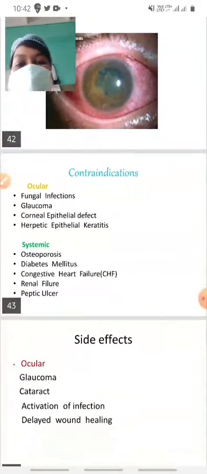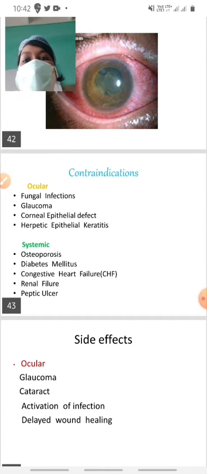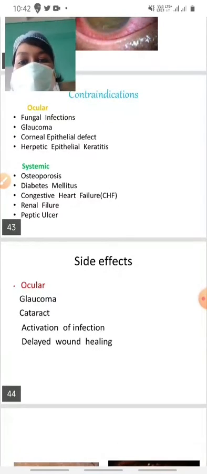Now what are the contraindications? Like I had said, in any cases of infection we shouldn't give it, as it will cause flare up of the infection. So if the patient is having fungal keratitis or herpetic, meaning viral, keratitis, we shouldn't give it. And if the patient is having high IOP, meaning he is a patient of glaucoma, we shouldn't give it, because it causes an increase of the IOP. And in the systemic contraindications, include if the patient is suffering from diabetes mellitus or has heart failure, renal failure, peptic ulcer or osteoporosis. Steroid will aggravate these conditions.